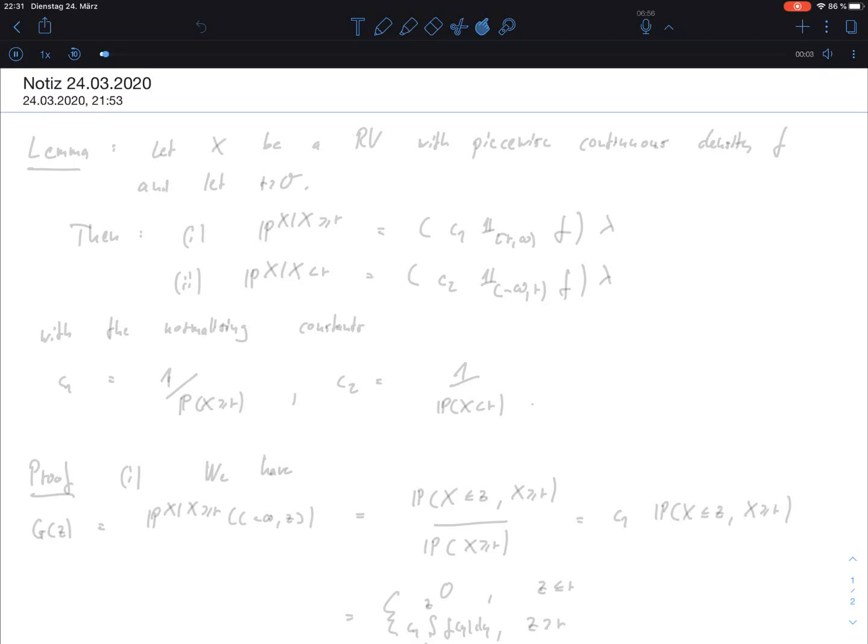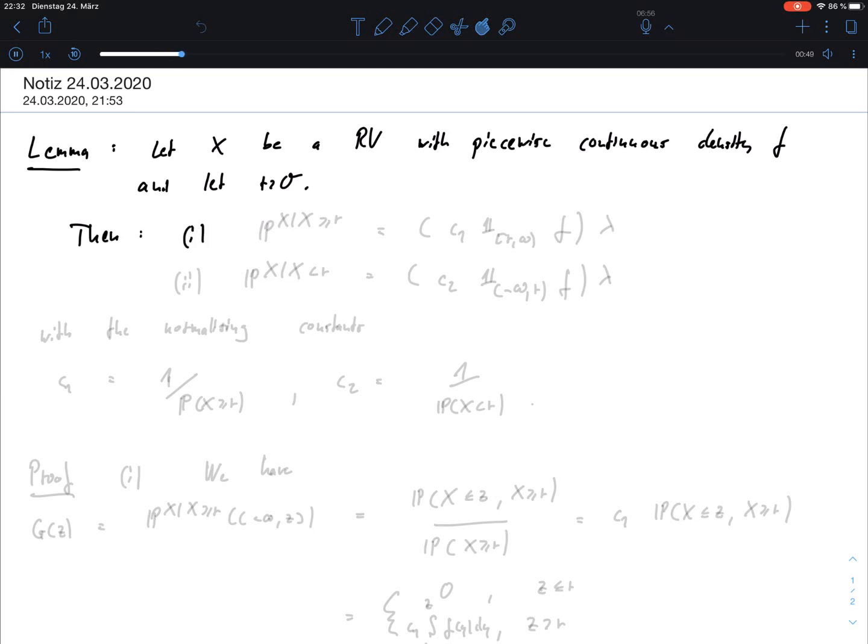Okay, so let's start with the supplemental part. In supplemental part 1, we need to compute the pseudo-density of the base and the tail part. And what we need here is the following lemma. So, let x be a random variable with piecewise continuous Lebesgue density f, and r is still our cutoff parameter. So r is greater than 0.